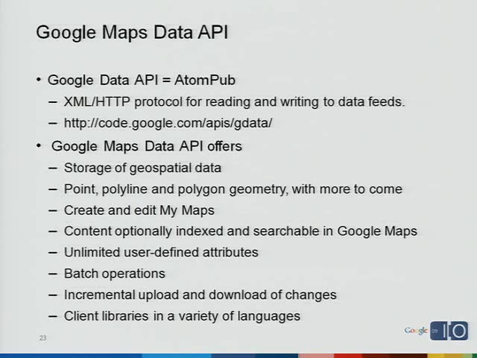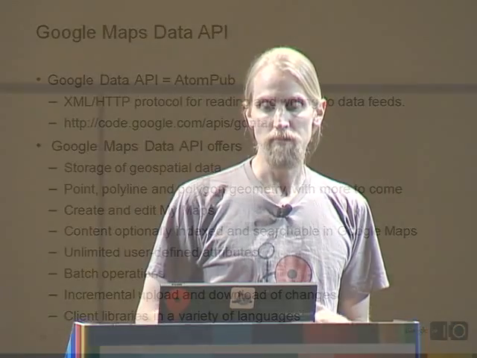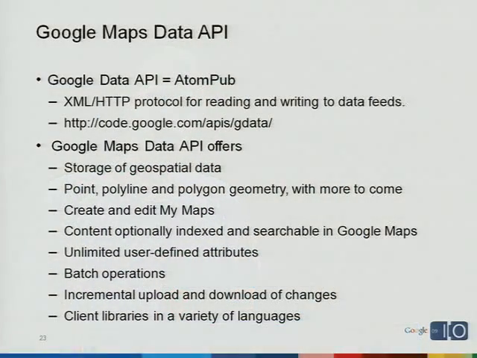We currently support 3 types of geometry: point, polyline, and polygon geometry. Basically, what we support right now is effectively limited to what you can actually display in Google Maps with My Maps, but we don't intend to stop there. Anything that you create that you indicate as public will be searchable on Google Maps. So we index it all for you, and we make it searchable for people who go to maps.google.com.